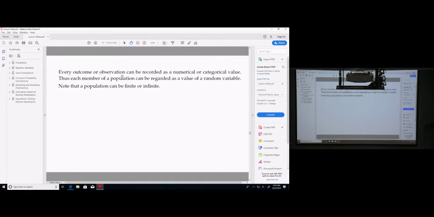Every outcome or observation can be recorded as a numerical or categorical value. Numerical is when your measurement is a continuous variable, for example, height, weight, age, or length. Categorical has two versions. One is what we call ordinal, 1, 2, 3, 4, 5, like shoe size. The 1, 2, 3, 4, 5 actually tell you about the order. 5 is less than 6, and so on.